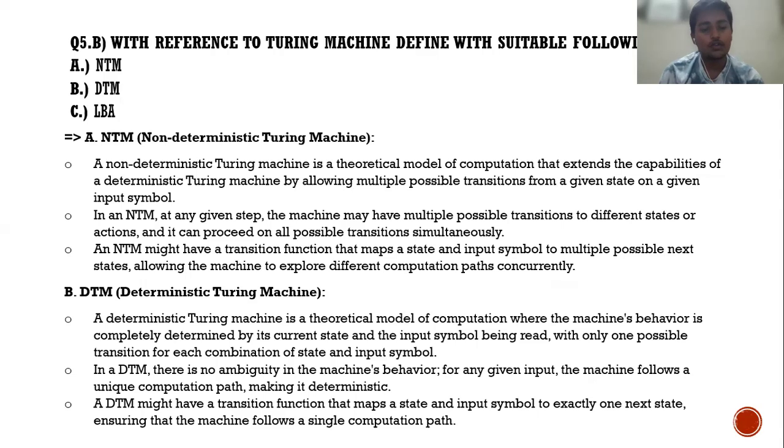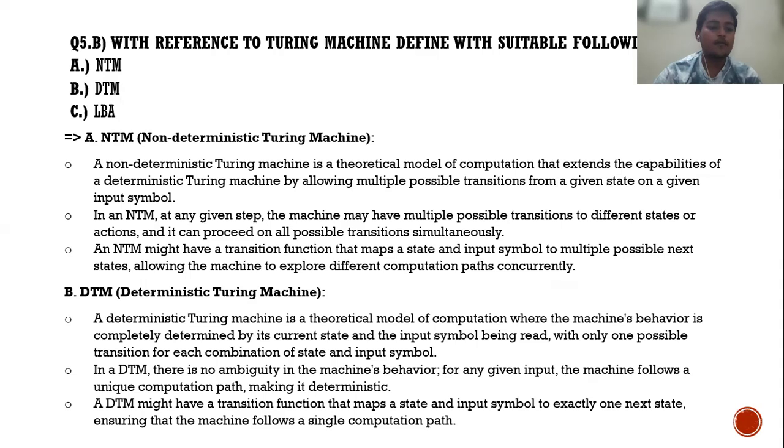A non-deterministic Turing machine is a hypothetical model of computation that extends the capabilities of a deterministic Turing machine by allowing multiple possible transitions from a given state on a given symbol.